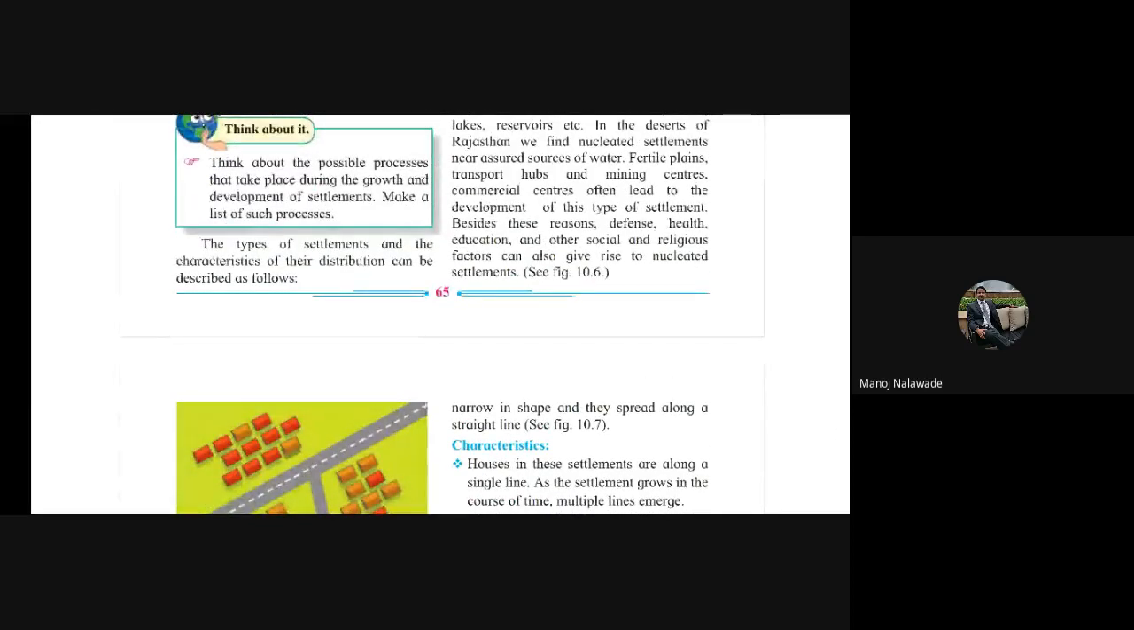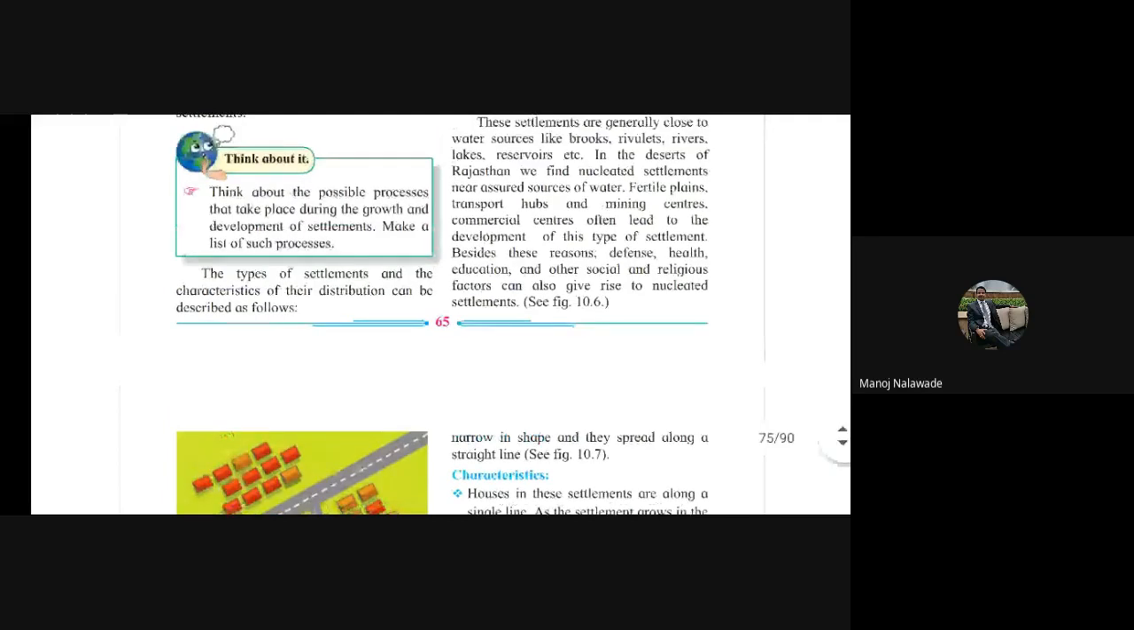Apart from these reasons, there are some other reasons. Defense, health, education, and other social and religious factors can also give rise to nucleated settlements. Defense: we know that there are cantonment boards in and outside the cities. Cantonment boards are for the facilities of defense people. Those who are related to defense have their quarters at the cantonment board. So this is nothing but a nucleated settlement because of the defense sector.